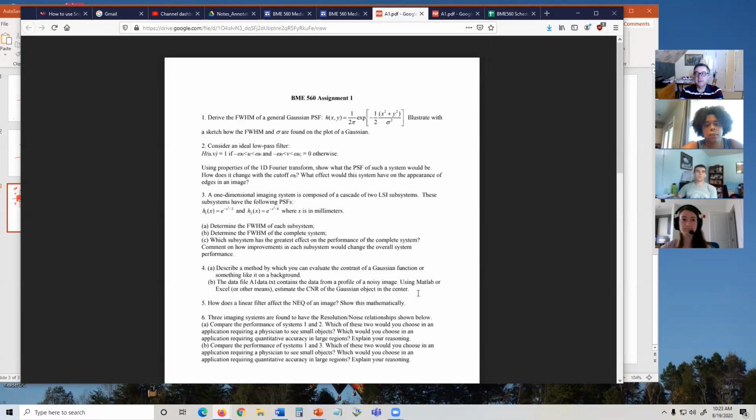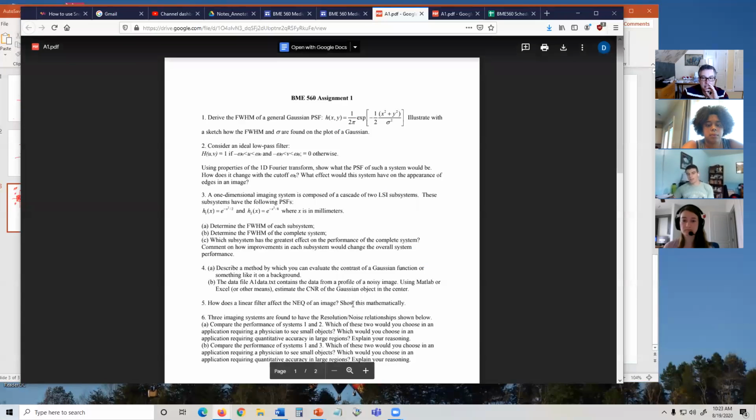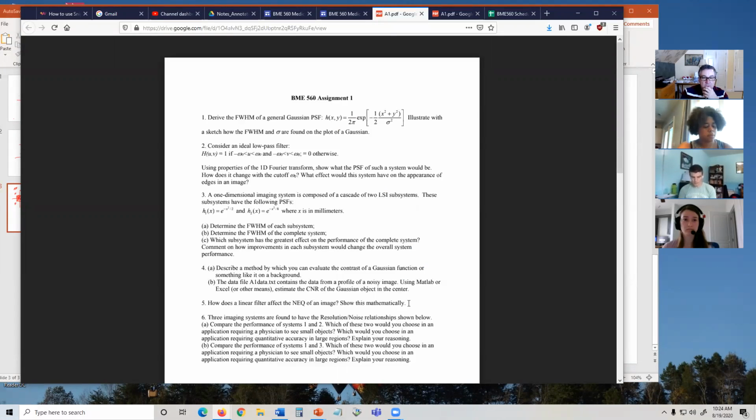Going once? Yeah, I have one more question about 5. I wrote it out mathematically, and to me, it seems like we'd almost need to know more about the filter. So I'm confused about what the question is, how does a linear filter affect the NEQ? I'm confused about what effect you're looking for. Well, to put it another way, does it change the NEQ of an image?